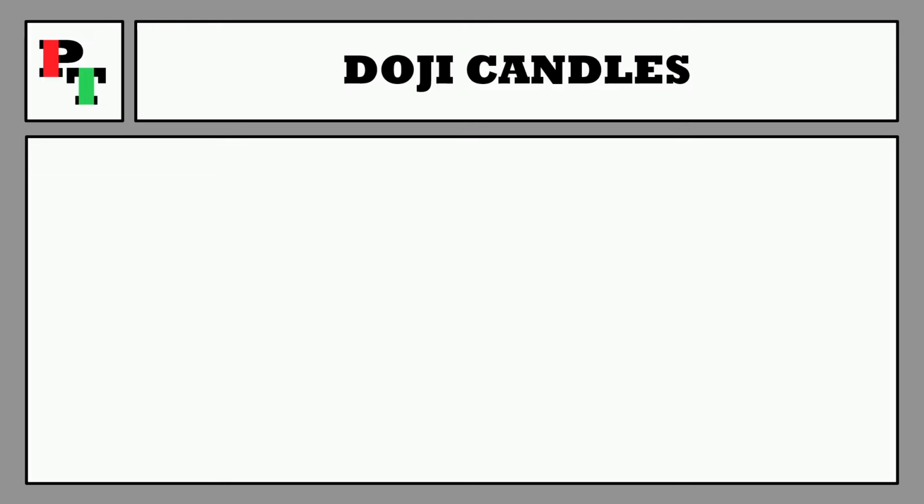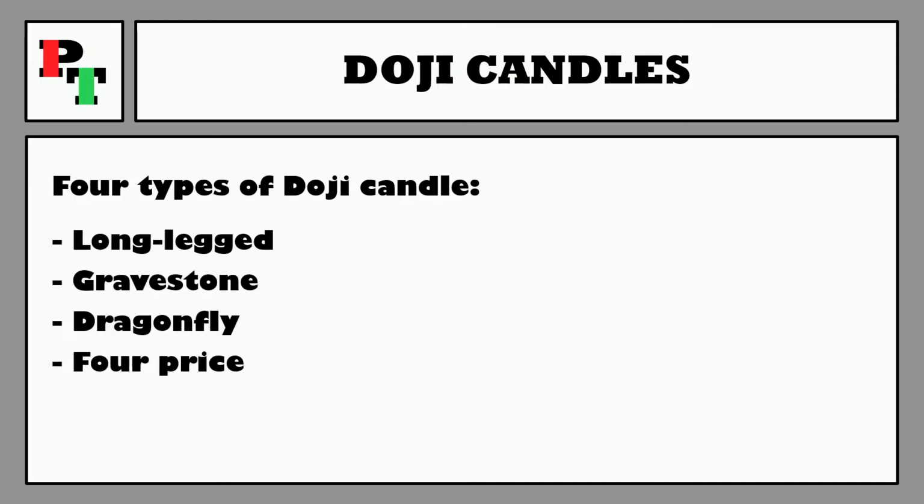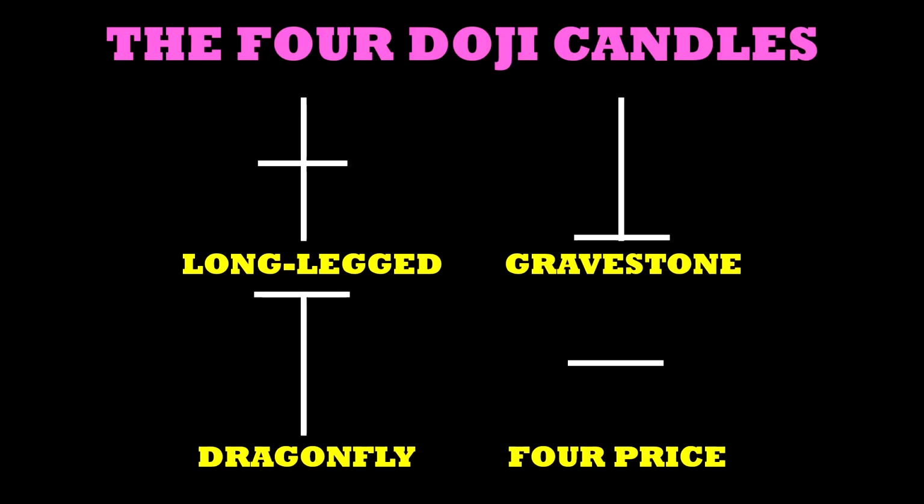Do not expect a consistent response from the market to a doji candle forming. That being said, there are 4 different types of doji candle that we can look out for. They are the long-legged, the gravestone, the dragonfly, and the 4 price. There they are. That's what each of them looks like.